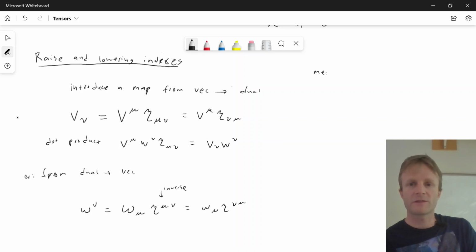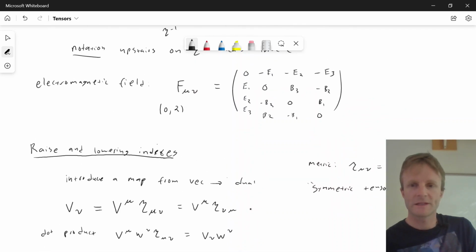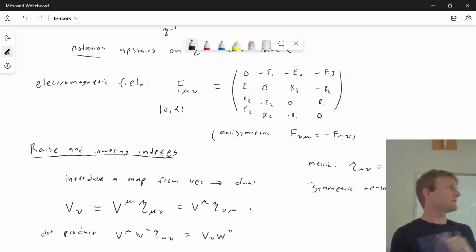Notice that the metric, I didn't say that, is a symmetric tensor. And the electromagnetic field is an anti-symmetric tensor, so F_νμ is equal to minus F_μν. In general, you could be symmetric or anti-symmetric just on one pair of many indices.